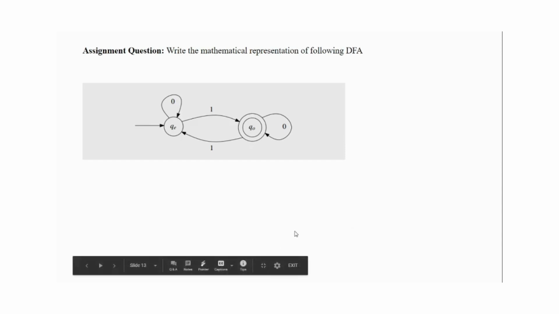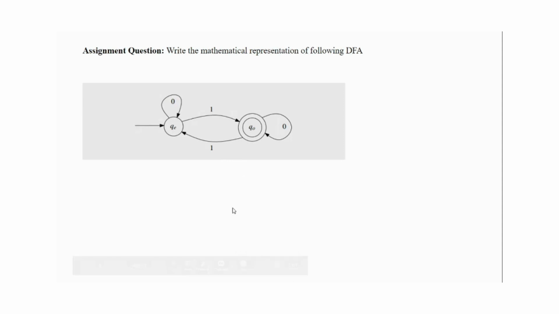Now coming to the transition functions. So create a transition table or write it in pair form. It's up to you. Note it down. In this lecture we will discuss the rest of the part in the next lecture.